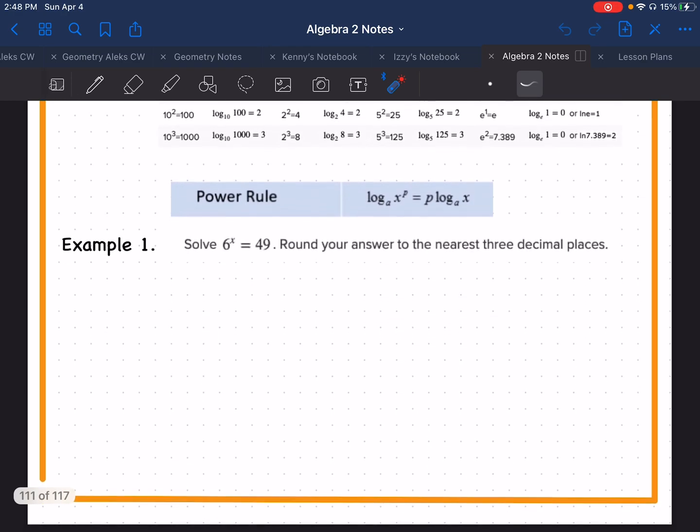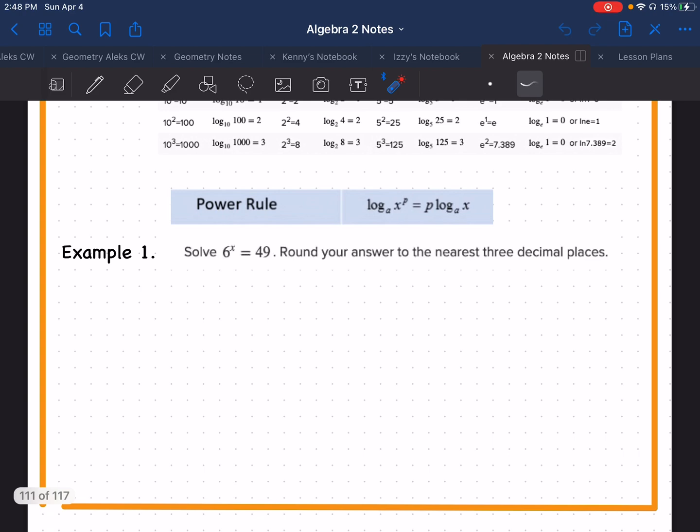What we're going to use today is called the power rule. When I have the log of a number that happens to have a power to it, like 10 to the third power, I can rewrite it as the power times the log. This is going to help me to solve for the variable x. So notice in example 1, they want me to solve 6 to the x power equals 49.